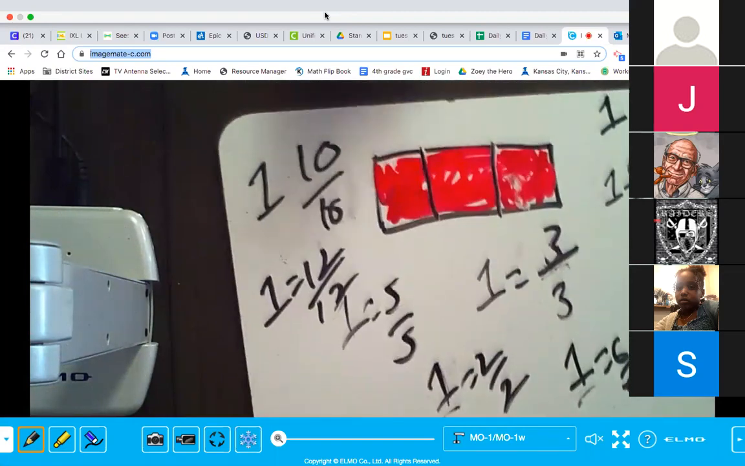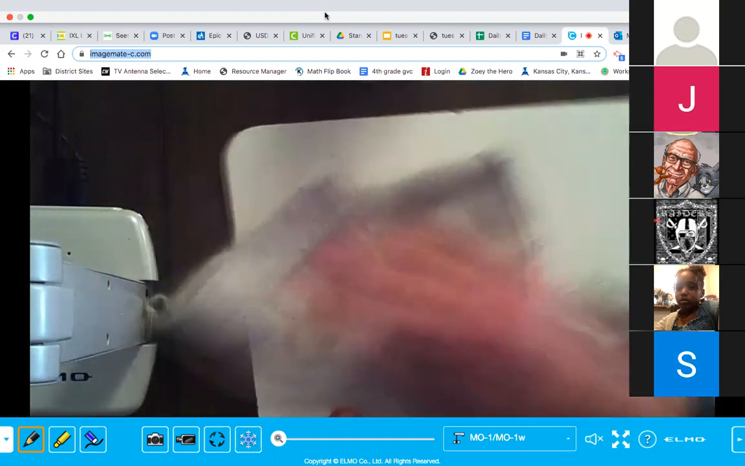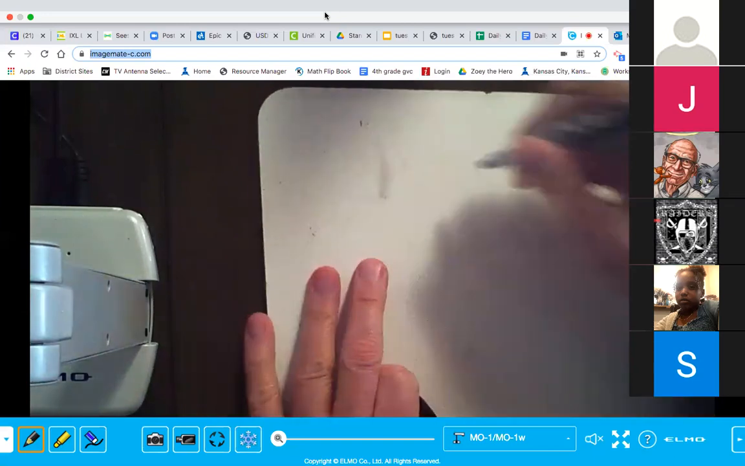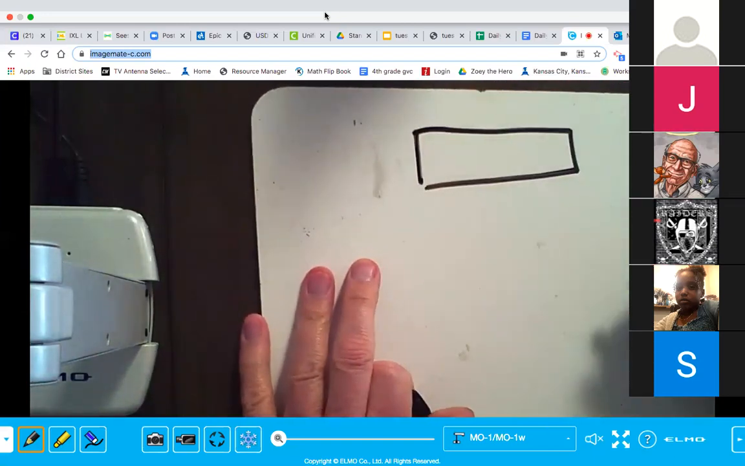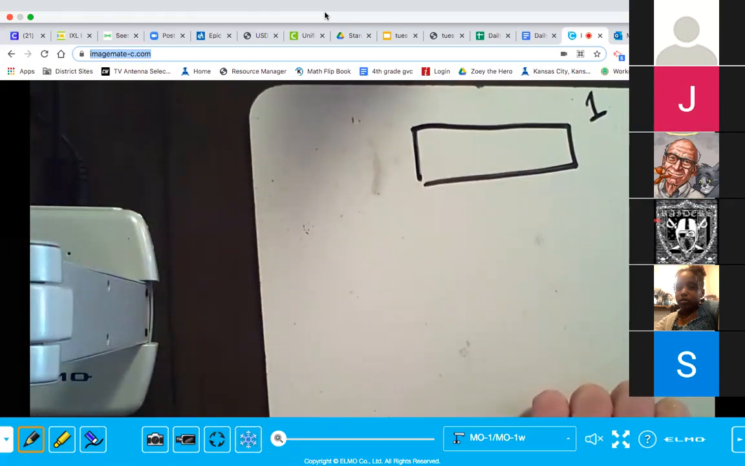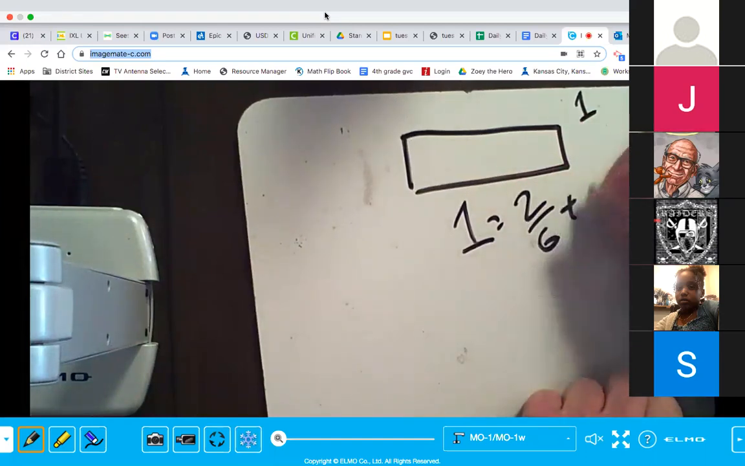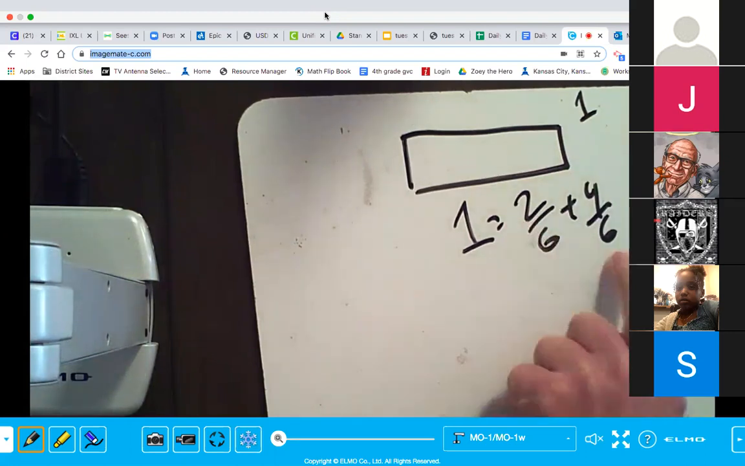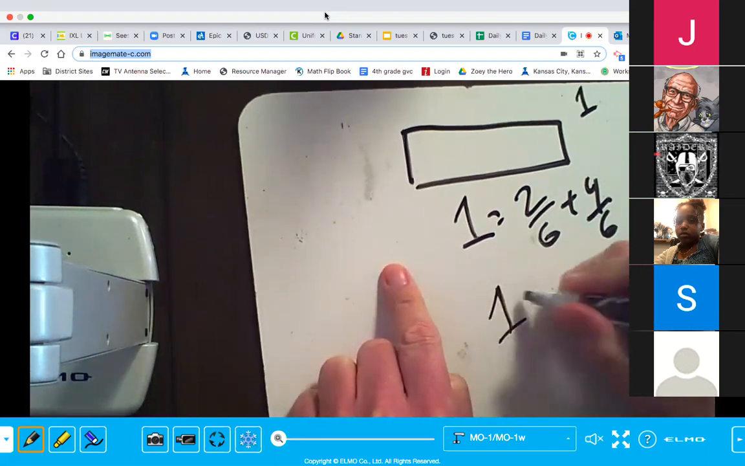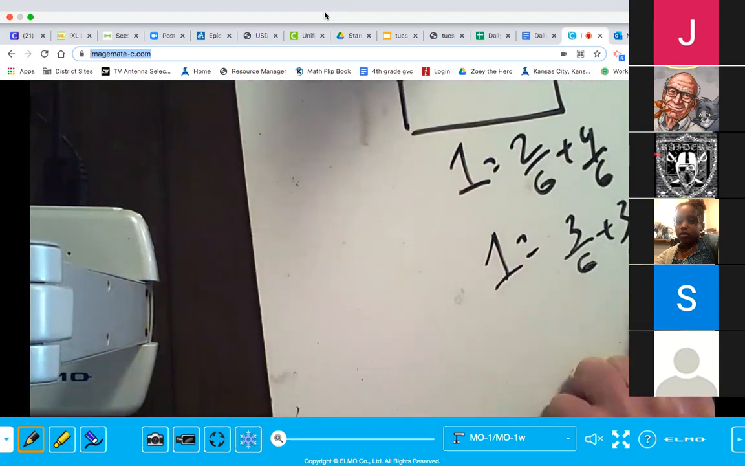So what's the point of that? Why am I talking about that? Well, this just shows how we can decompose 1. So let's say we have 1 here. Well, let's think of all the ways. Let's say we decompose it into 6ths. Well, we could say 1 equals 2/6 plus 4/6, right? Because that would equal 6/6, which equals 1. Or we could say 1 is equal to 3/6 plus 3/6. That equals 6/6.